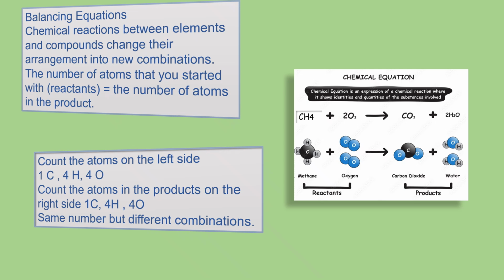Balancing equations. Chemical reactions between elements and compounds change their arrangement into new combinations. The number of atoms that you started with in the reactants is the same as the number of atoms in the products, and by this it is a balanced equation. This is a reaction between methane and oxygen, and the products are carbon dioxide and water.